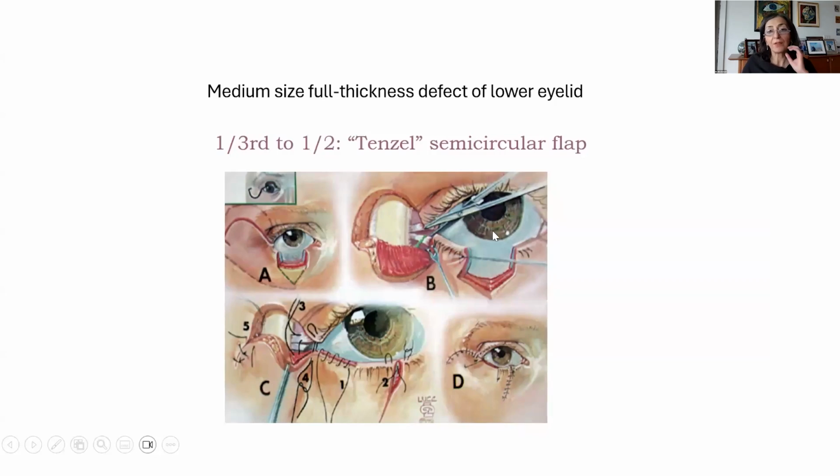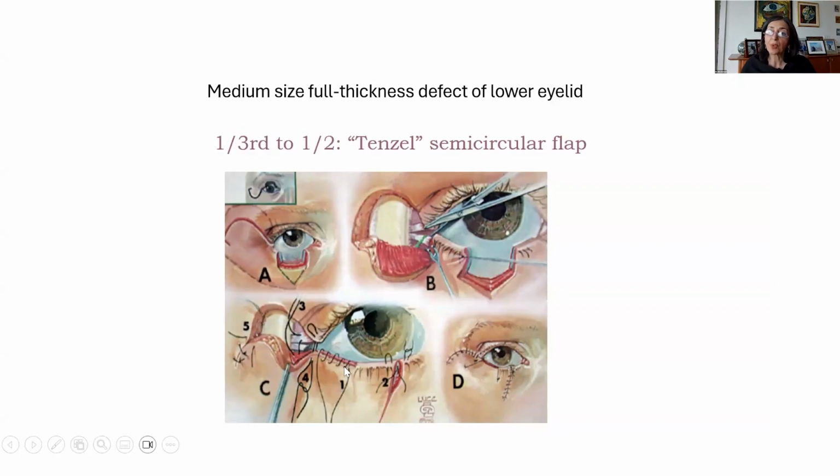This is a schematic of a semicircular Tenzel flap. This is named after Dr. Tenzel, where in addition to the primary closure at the lid margin, we recruit some of the laxity in the lateral canthal area. You can see this semicircular flap that is based in the lateral canthus. The remaining island of eyelid can be moved medially and repaired to this area. And then the lateral defect is closed by recruiting the soft tissue from the lateral canthus.